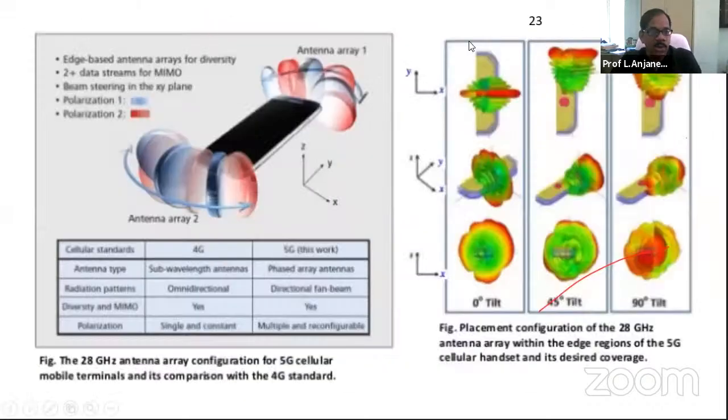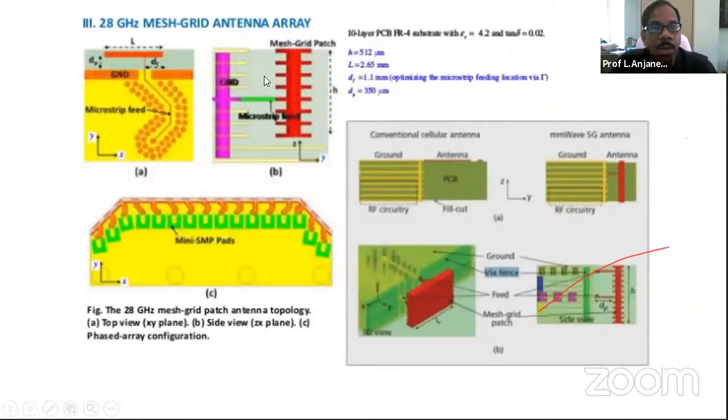And this is the photograph. This is the concept, but the actual antenna is this. The actual antenna is made of microstrip line mesh. It is called a mesh grid patch design, and it is a 28 gigahertz mesh grid antenna array that is designed. And you see here, it's a 10-layer PCB of FR4 substrate, with this dielectric constant, and the height and dimensions are actually in micrometers, not even millimeters.